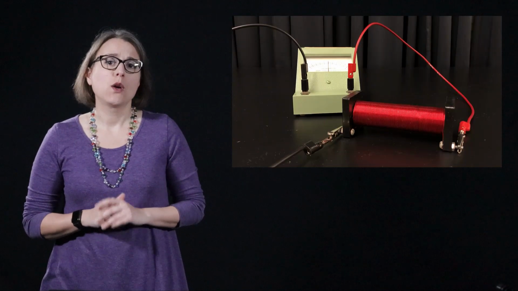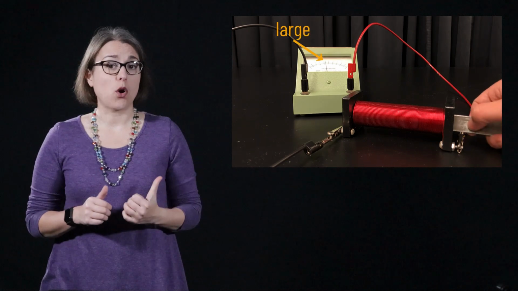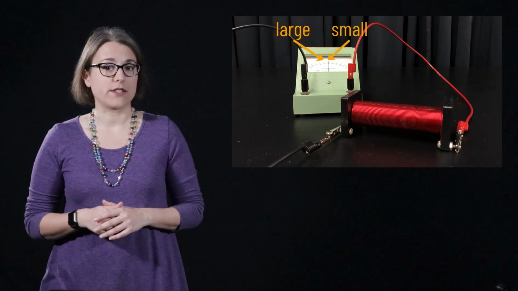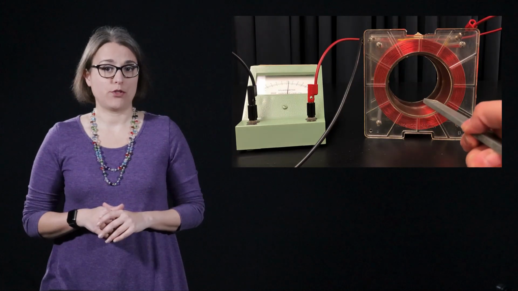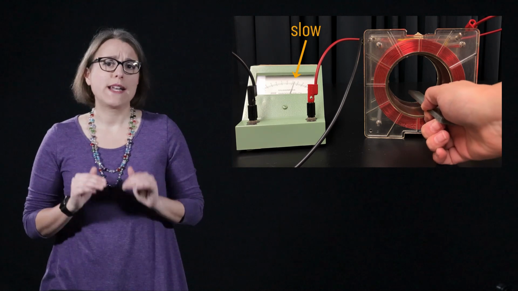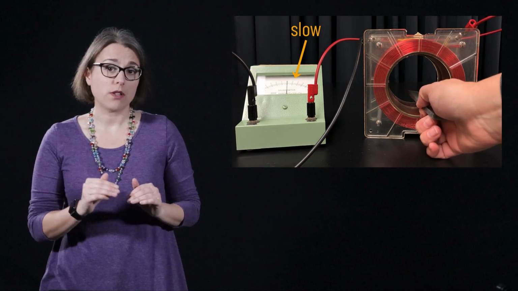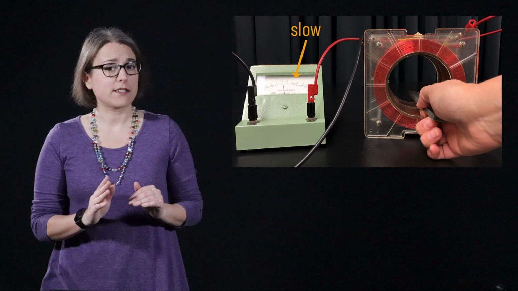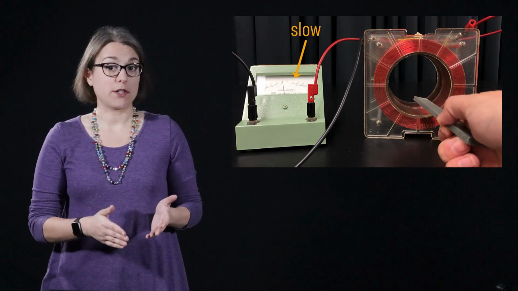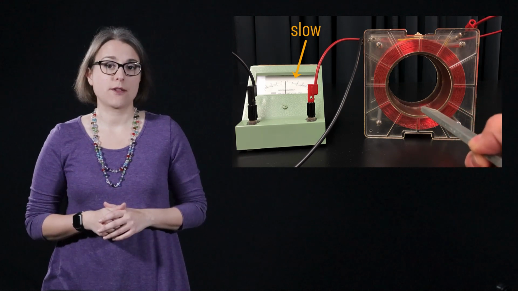In other words, the stronger the magnetic field of the magnet being used, the larger the induced voltage will be. We can see this effect by using a small and large magnet and see how the galvanometer deflects as a result. The faster the motion of the magnetic field, the larger the induced voltage. When I move the magnet into the coil slowly, the galvanometer registers a small amount of current. When I move the magnet faster, the galvanometer registers a larger amount of current.